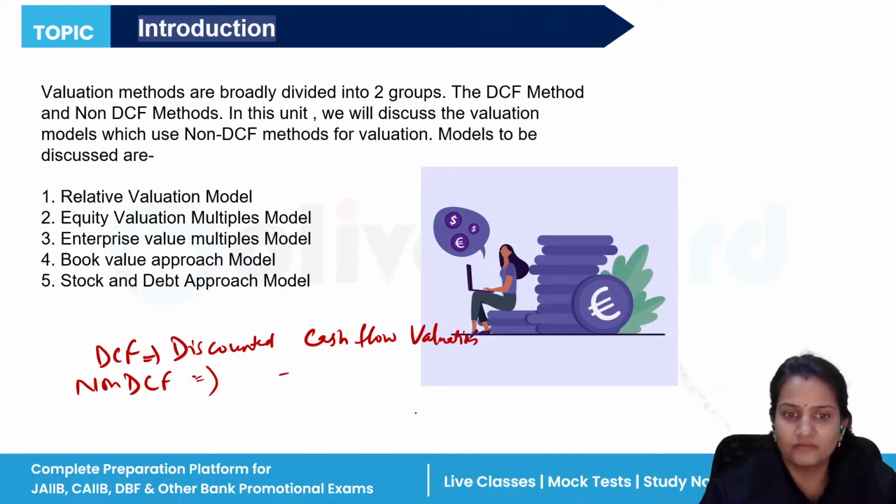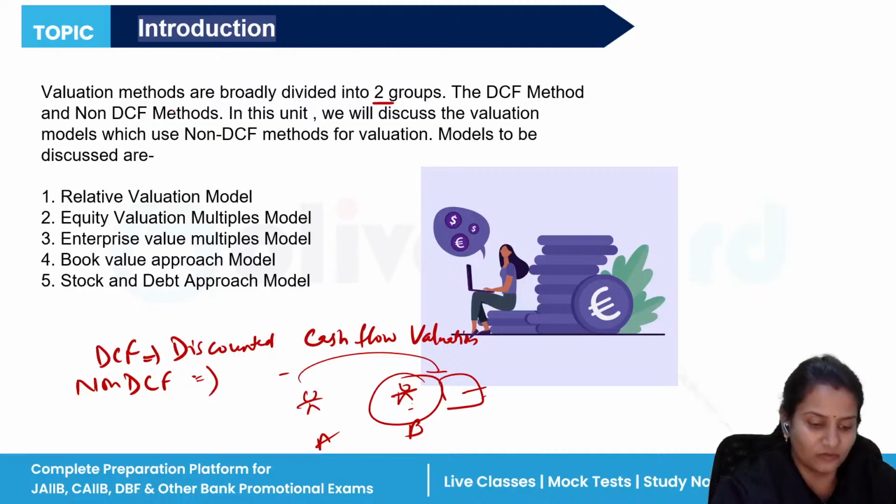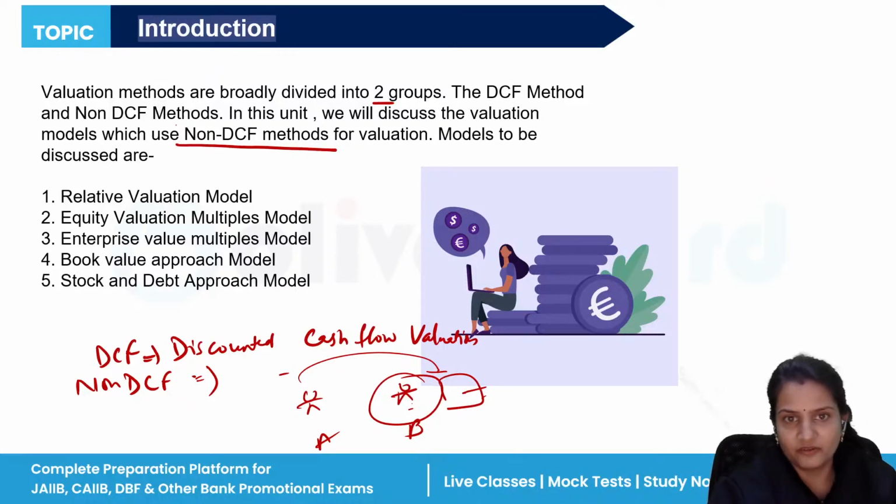Like, these are two persons, and this person wants to purchase the business organization of this person B. Now, how to value the firm, whether they will follow discounting or non-discounting techniques. The valuation methods are broadly divided into two groups, DCF and non-DCF methods. In this unit, we will learn the valuation models which use non-discounting cash flow valuation methods.